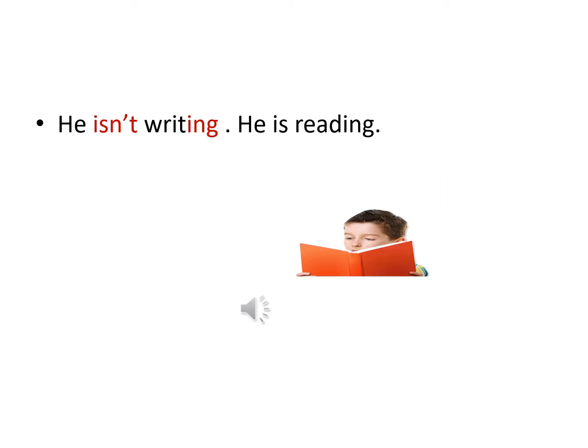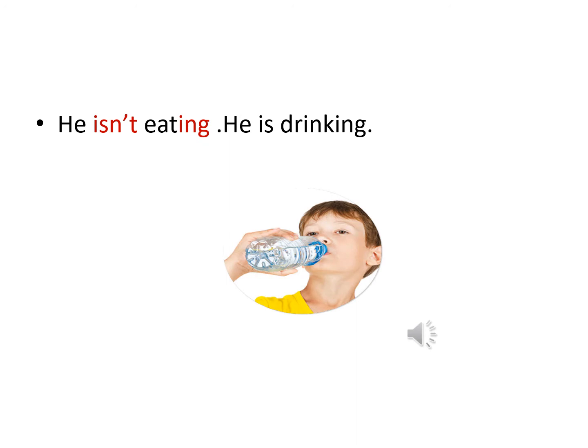Look at this boy. He isn't writing. He is reading. He isn't eating. He is drinking. As you notice here, we use isn't and we add the ending ing to the verb. Isn't to form the negative. It's a negative form. He isn't eating. He is drinking. He is drinking is affirmative form.